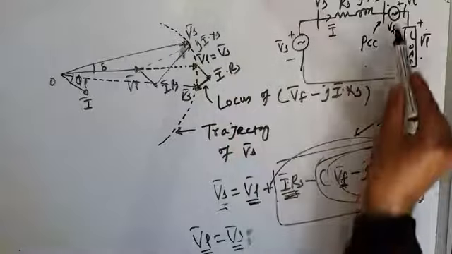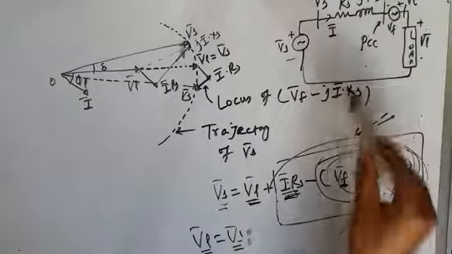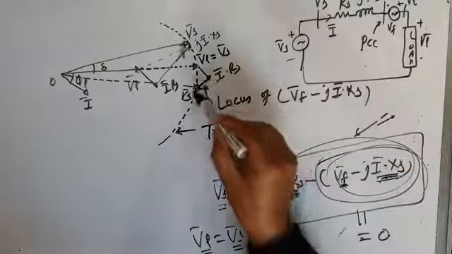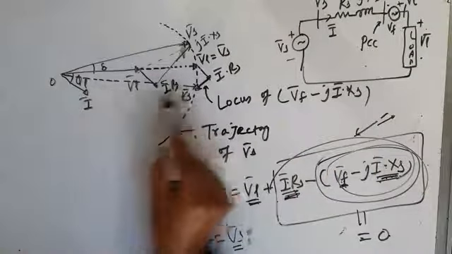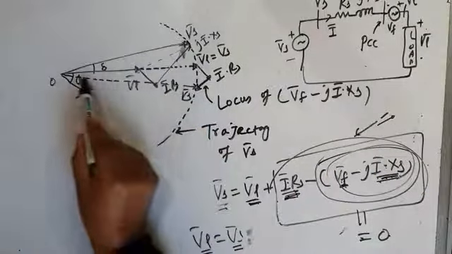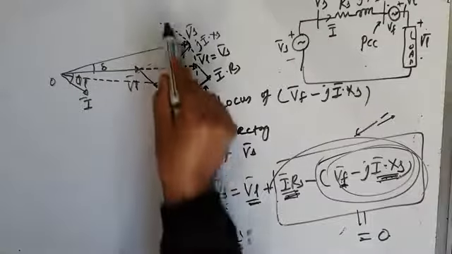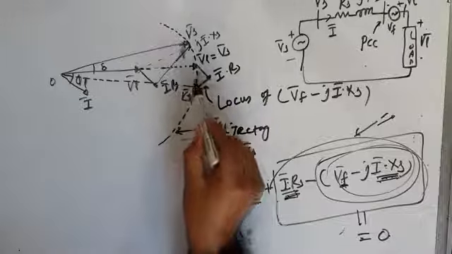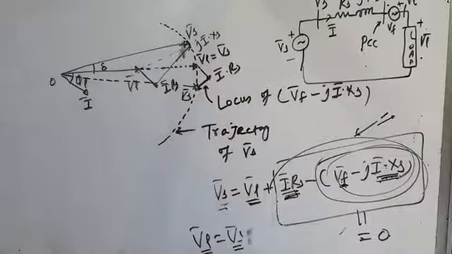So that means the DVR injected voltage will oppose both the drops, the resistive voltage drop and the reactive voltage drop, in such a way that this becomes your source voltage. So if this is your source voltage, because it is along the trajectory, this is your load voltage. In this way your load voltage becomes exactly equal to source voltage.